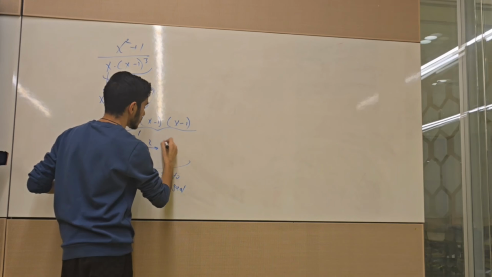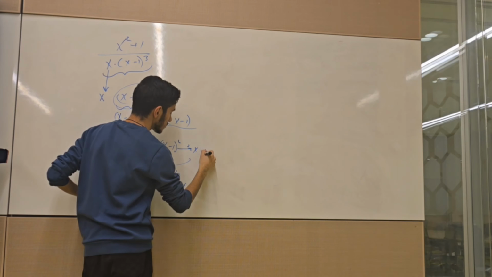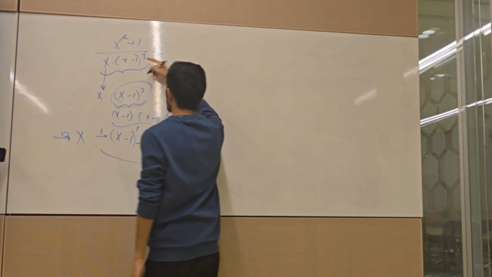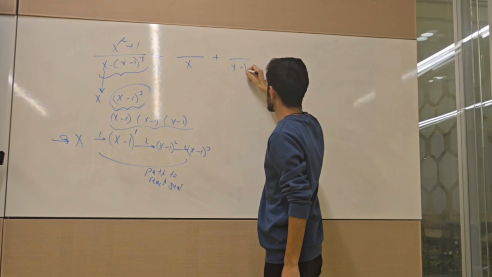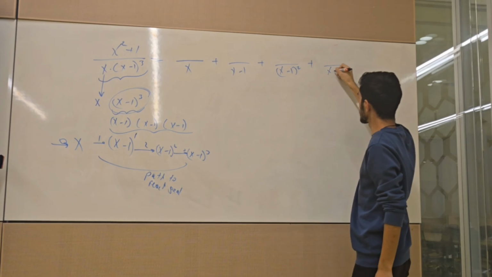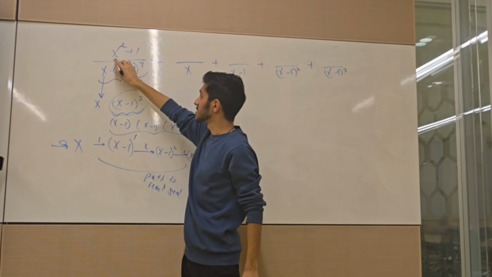Second one, (x minus 1) to the power of 2, and the third one is (x minus 1) to the power of 3. So let's combine all of that. We just need to write x there, plus (x minus 1) there, plus (x minus 1) to the power of 2 there, plus (x minus 1) to the power of 3 there. But we don't know how to divide this part.